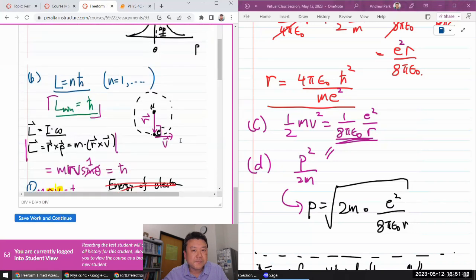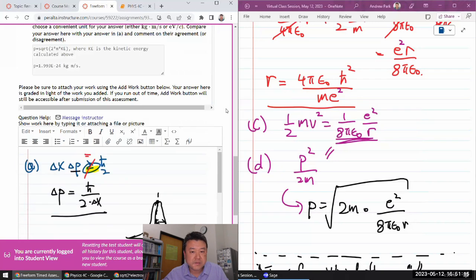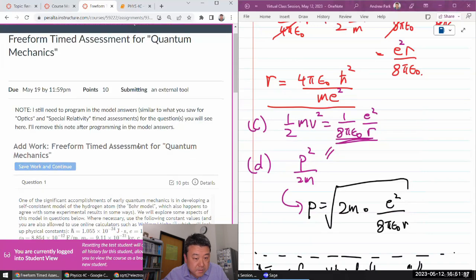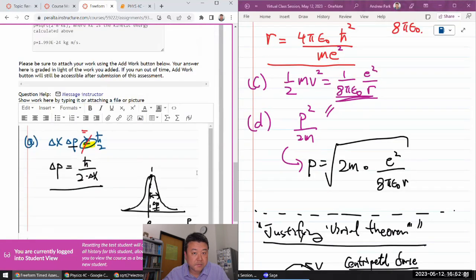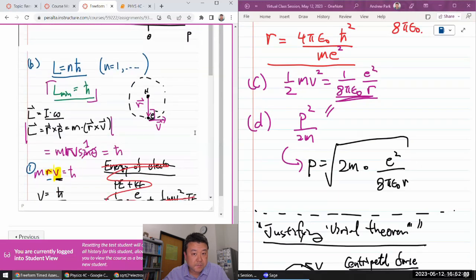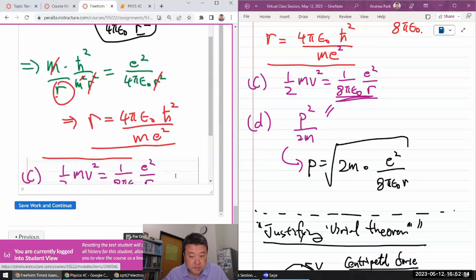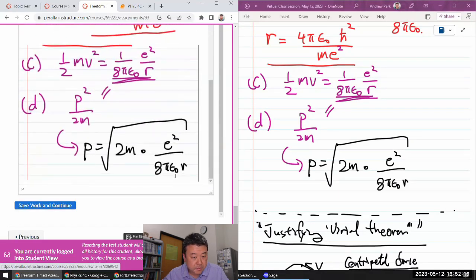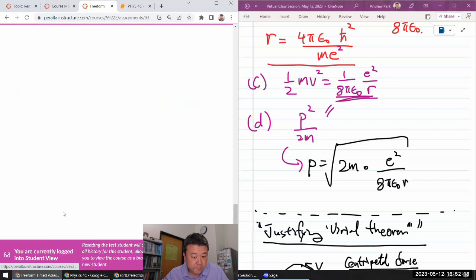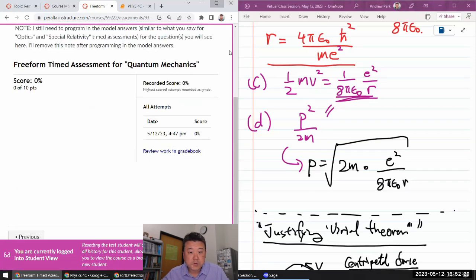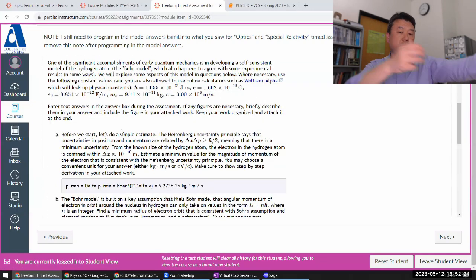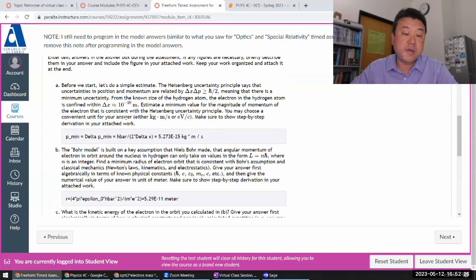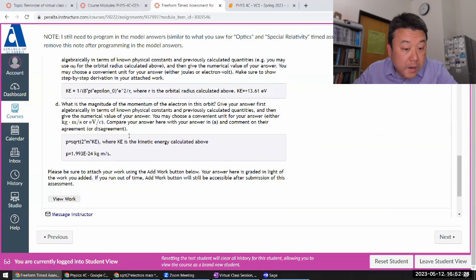I think there's some nested div issue. Let me just get rid of that. I have A, B. Yeah, that's the last one. All right, so that's it. Save work and continue. So this is a four-part question, and oh, I guess did it?